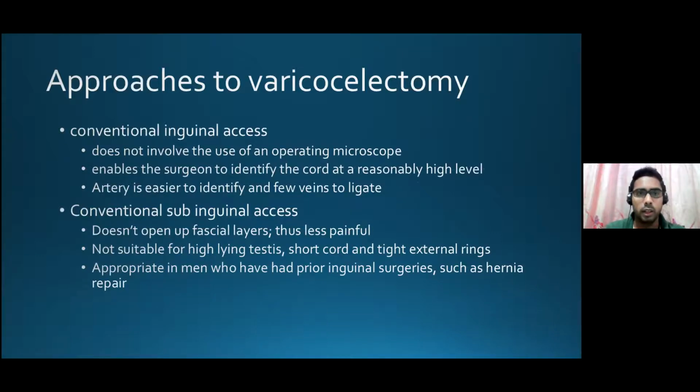But when to go for inguinal access rather than subinguinal access: if you consider varicocelectomy done in children, inguinal access might be useful, because at that level the artery might not be branched much. So we will be able to preserve the testicular artery, compared to the subinguinal access, where the testicular artery might be branched into several small branches that are difficult to identify.